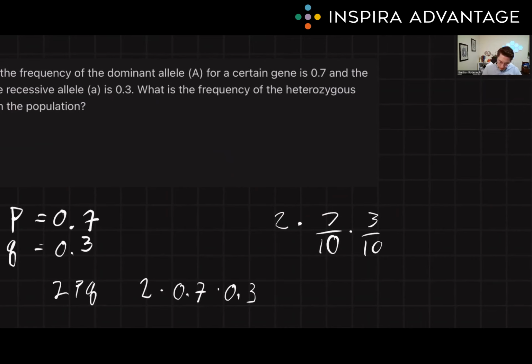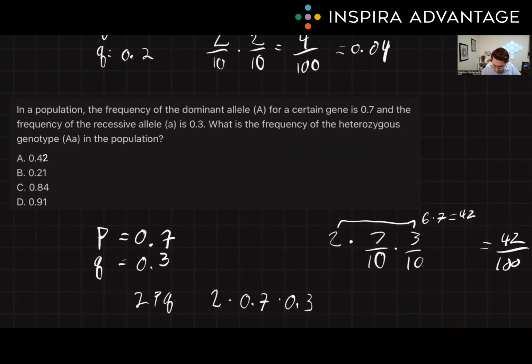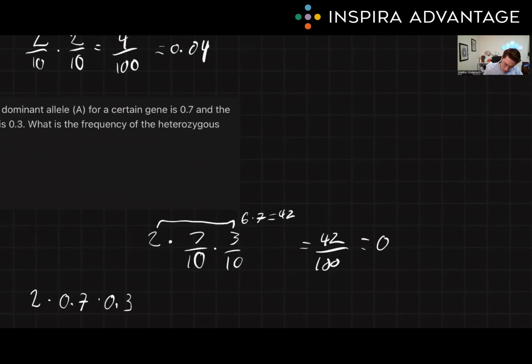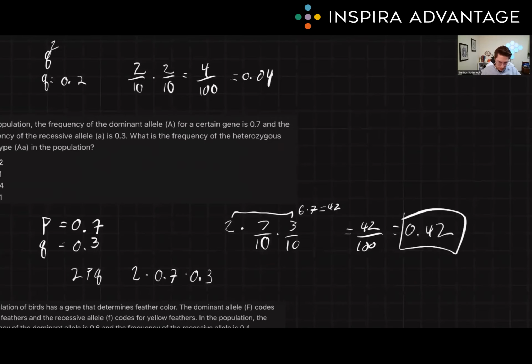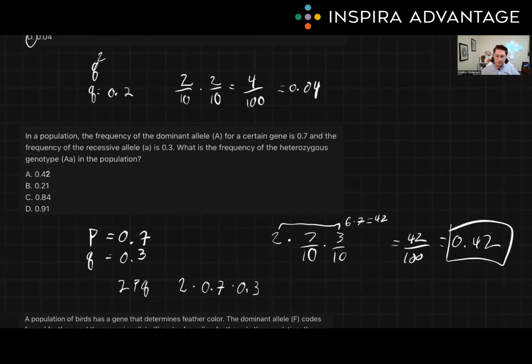Now let's rearrange this so it's easier. So 2 times 3 is 6. 6 times 7 is 42. So this is equal then to 42 over 100. So therefore, our frequency is 0.42, or 42% of the population will be heterozygous.